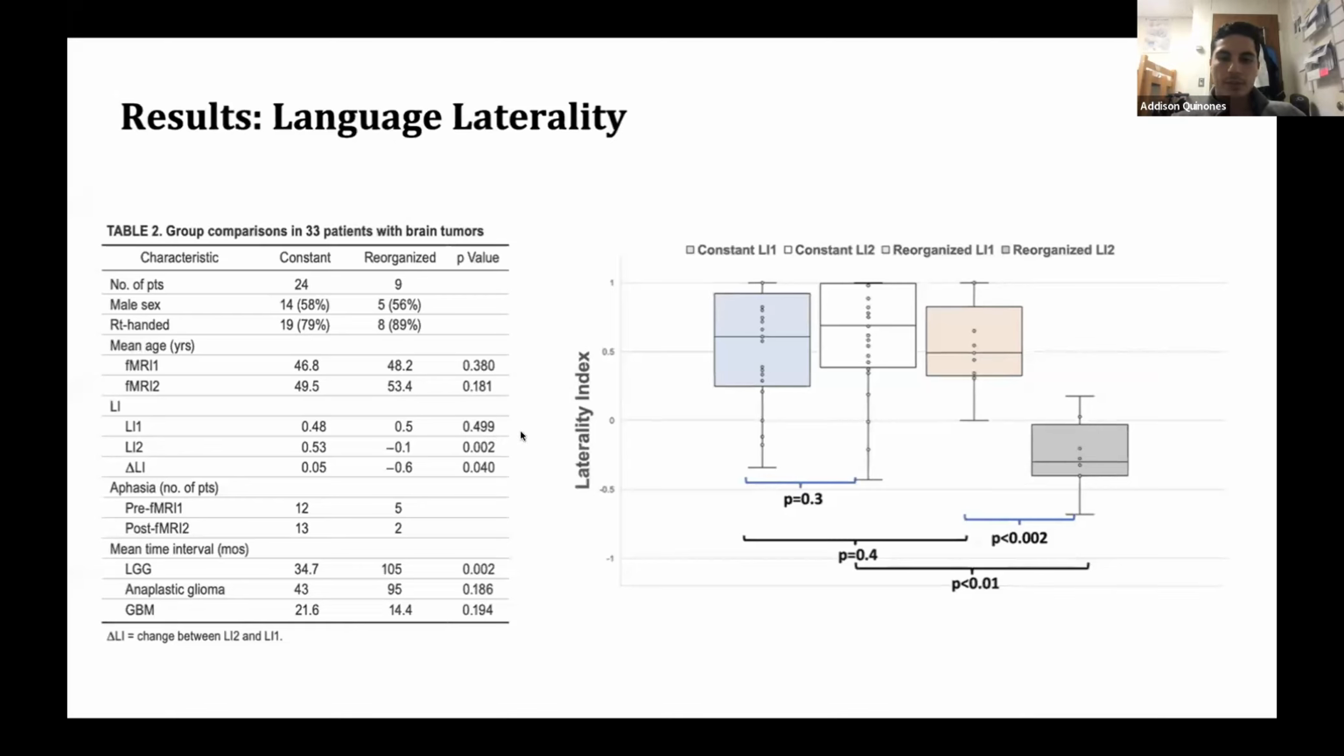Also, looking at some comparisons between groups, the percentages of male to female, handedness, and age were similar between these. Both groups included low-grade gliomas, anaplastic gliomas, and GBMs. We're going to discuss more of the clinical characteristics on the next slide.